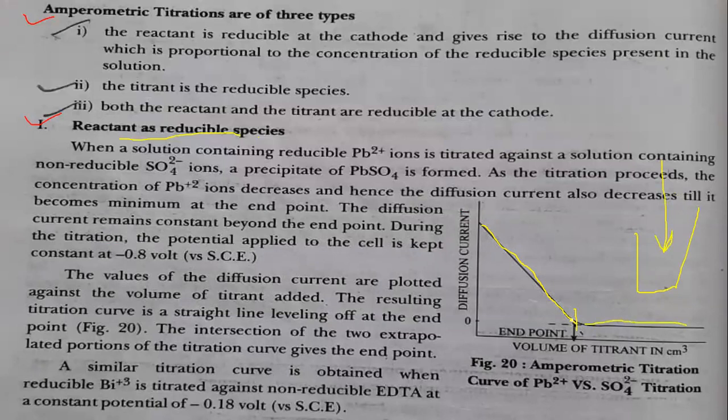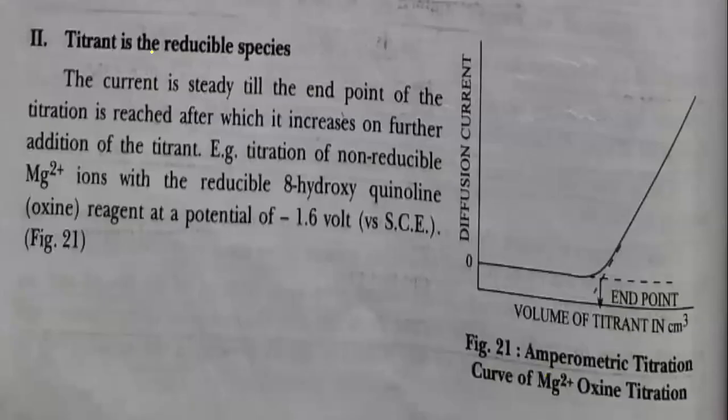Now this point of intersection will give you the end point of titration. In this case, you can see an example at the bottom, the amperometric titration curve for Pb2+ versus SO4 2-. Here Pb2+ is the reducible species. Now consider the case where the titrant is the reducible species. In that case, as long as the titrant reacts with the solution in the reaction flask, the current is shown by the titrant.